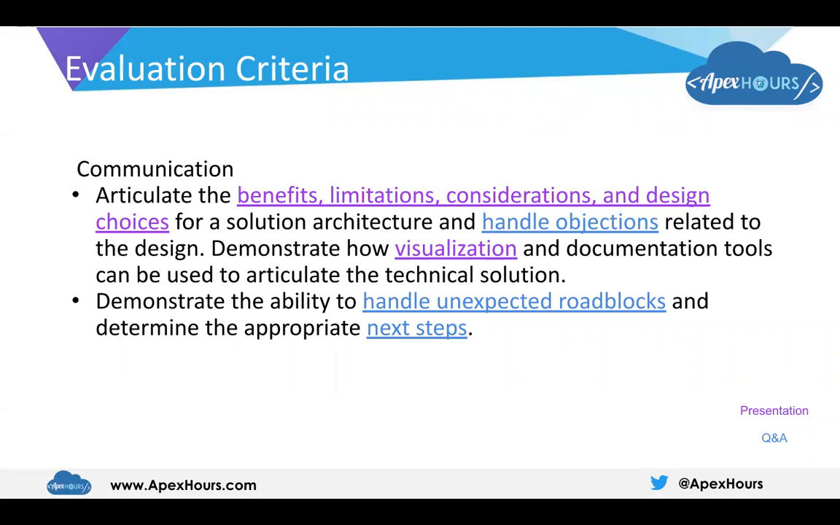Now the blue text, handle objections, handle unexpected roadblocks, and the next steps, relates more to the Q&A part, where you are making certain assumptions, as I did in my example as well. I said, I'm assuming there's only 500 leads per day max going via the Web2Lead form. Maybe they challenge that. Maybe they say, no, there will definitely be more. So how do I handle that unexpected roadblock? And what are the next steps there? Will I then go with this Form Assembly solution? That is the part that you have to be prepared for when you go into the Q&A part.